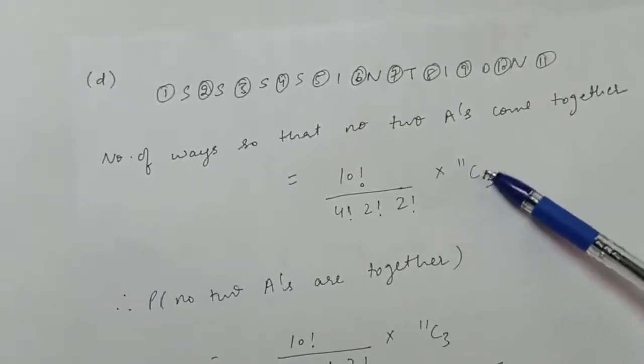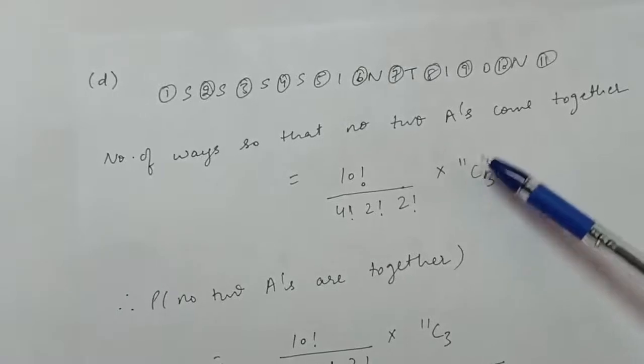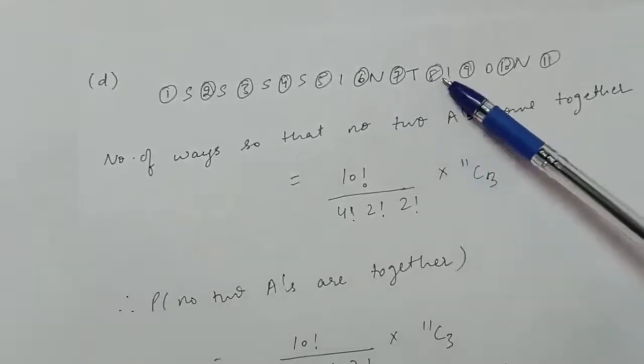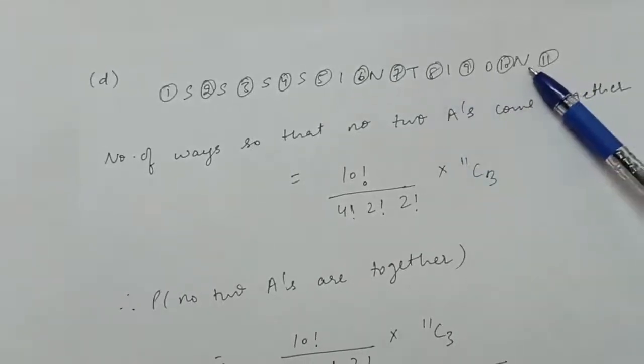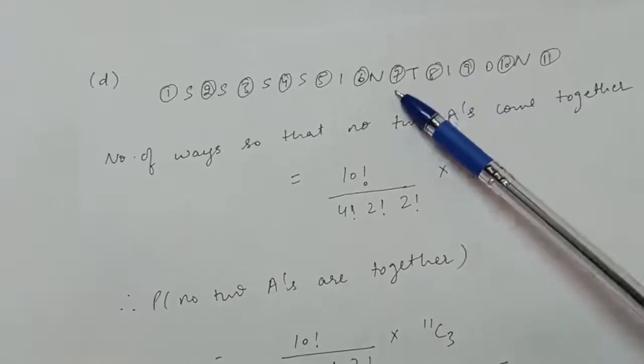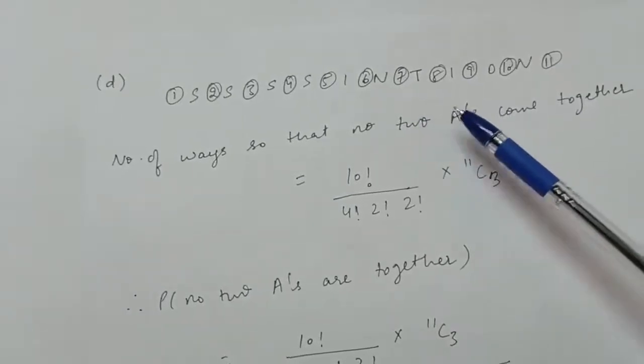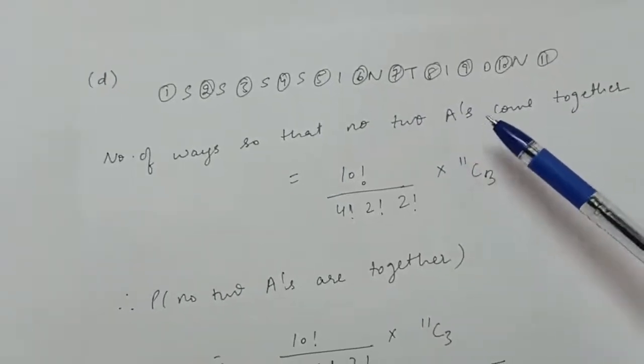See why I am writing C here and not P, because the letters which we want to write in these 11 places is A only, because all the 3 letters are A only.